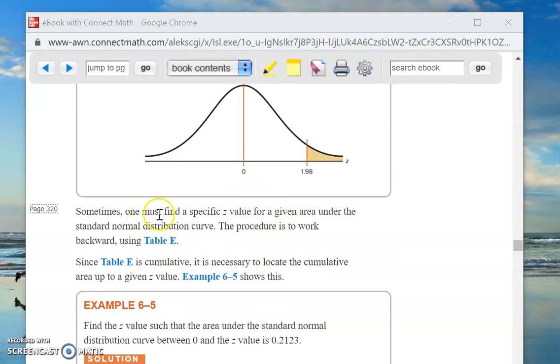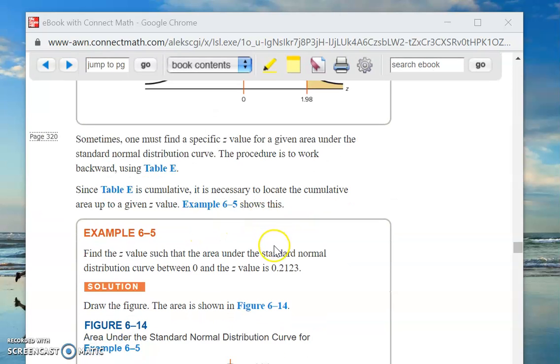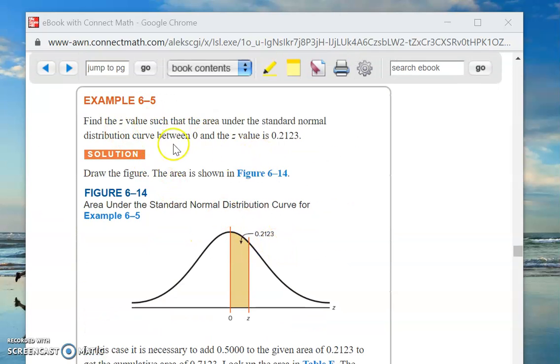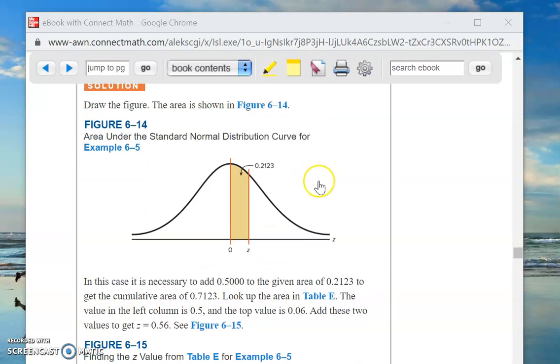Sometimes one must find a specific z-value for a given area under the normal distribution curve. So you have to work backwards, using that table. Find a z-value such that the area under the standard normal curve between 0 and the z-value is this amount. So between here and here is 0.2123.